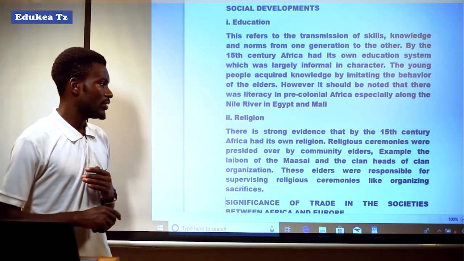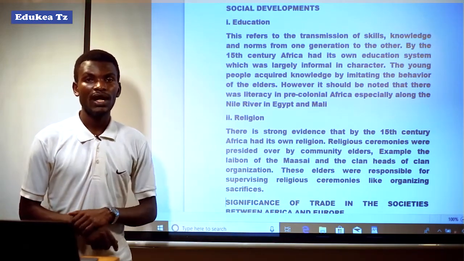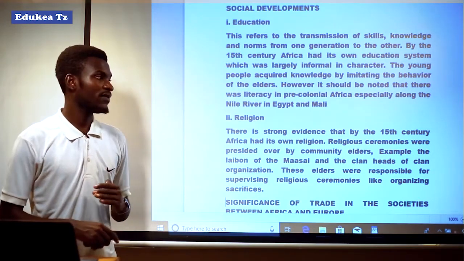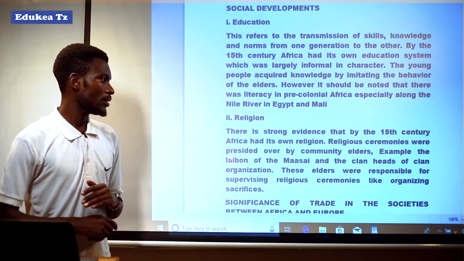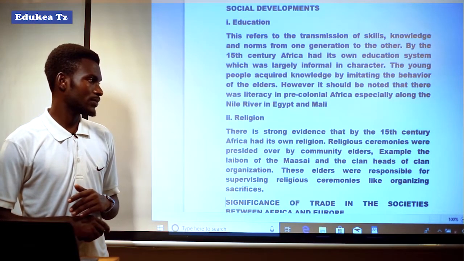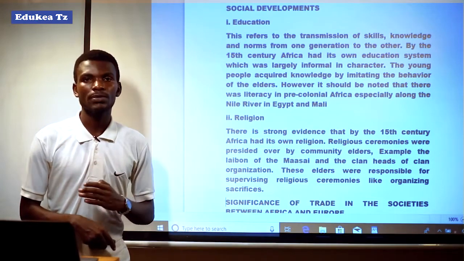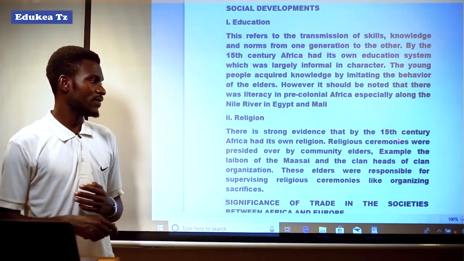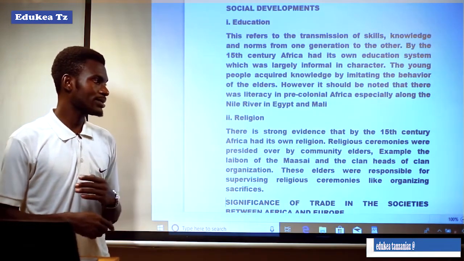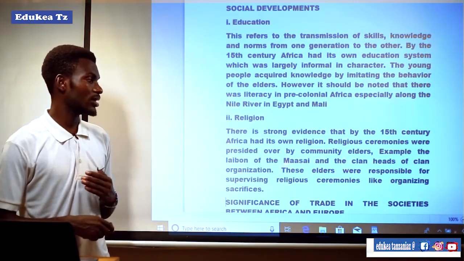Another was religion. There is strong evidence that by the 15th century, Africa had its own religions before the coming of Europeans on the African continent. Religious ceremonies were presided over by community elders, for example the ritual leaders of the Maasai and the clan heads of clan organizations. It means that those Maasai and their clan heads were practicing religious ceremonies in their societies.